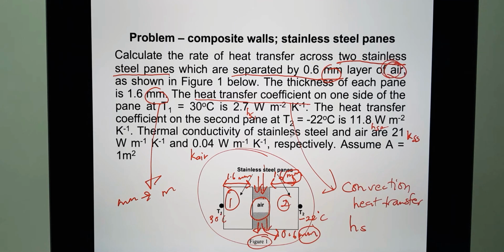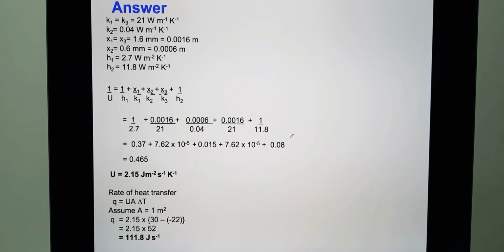Okay, so how are we going to solve this particular problem? Alright, so this one is the information that has been extracted from the problem statement. Okay, can you see that K1 is equivalent to K3? How come we have 3 Ks? Alright, again, I will draw here. So, this one is stainless steel. This one also is a stainless steel. So, in between, this one is air.